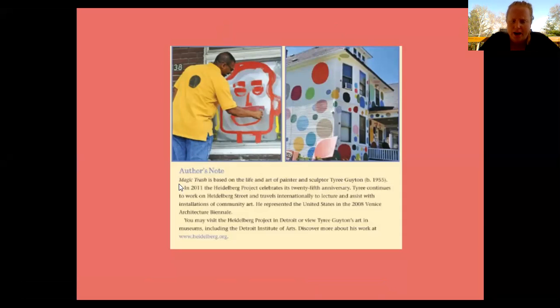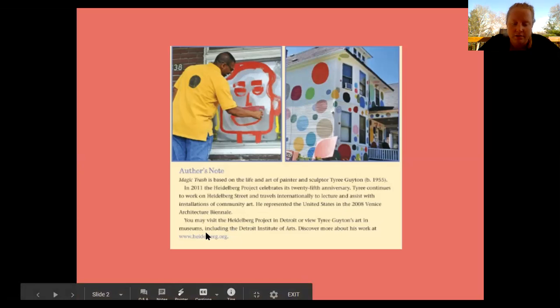The story Magic Trash is based on the life and art of painter and sculptor Tyree Guyton. In 2011, the Heidelberg Project celebrates its 25th anniversary. Tyree continues to work on Heidelberg Street and travels internationally to lecture and assist with installations of community art. He represented the United States in the 2008 Venice Architecture Biennial. You may visit the Heidelberg Project in Detroit, which is in Michigan, or view Tyree Guyton's art in museums, including the Detroit Institute of Arts. Discover more of his work at his website, heidelberg.org.